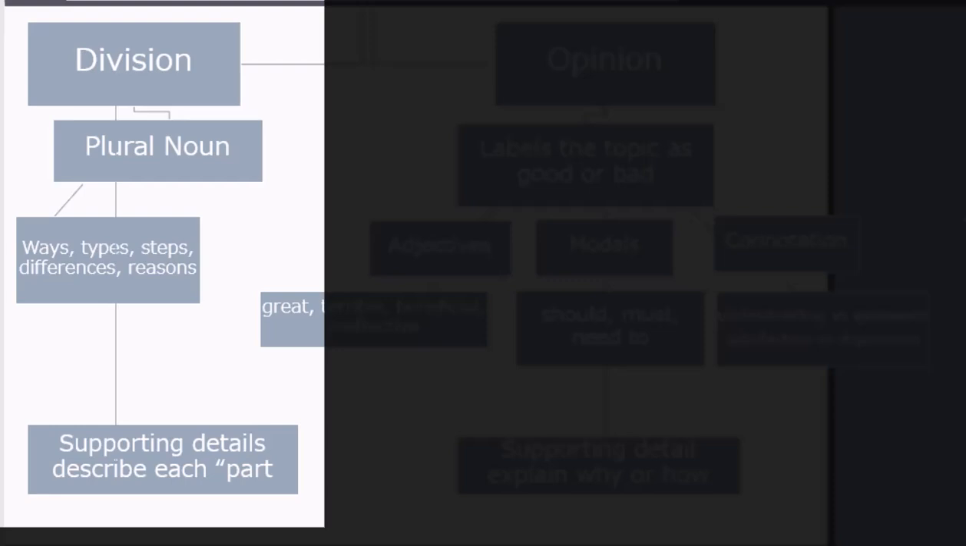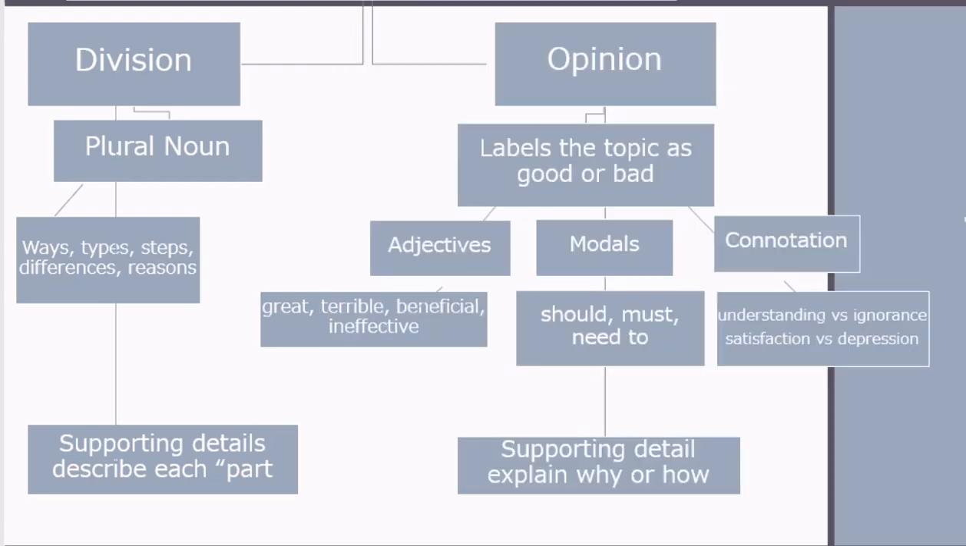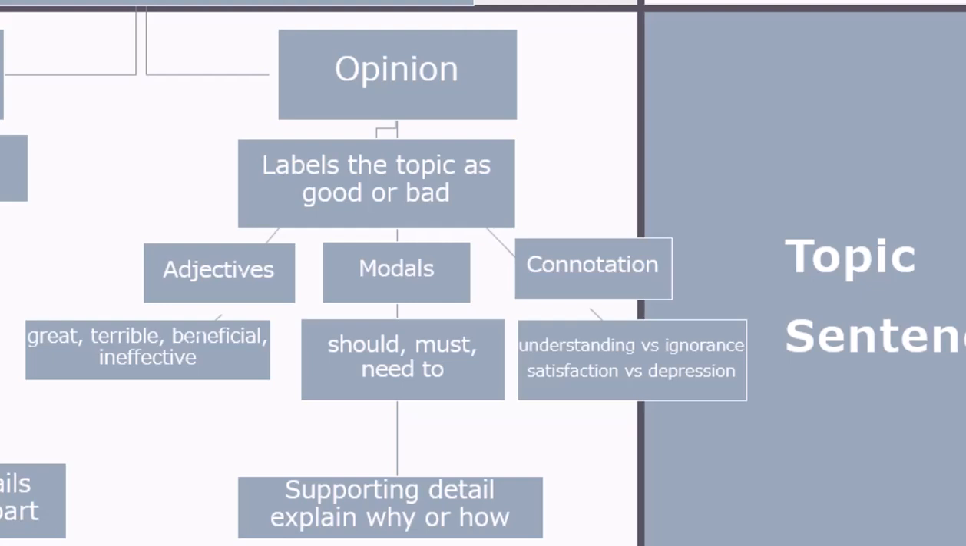So if you see a sentence and you see a plural noun like ways, and then you look through the details and they're saying words like first way, second way, third way, and so forth, that's an indication that you have the correct topic sentence. And then the other type of controlling idea is an opinion. In the most basic terms, the opinion labels the topic as being either good or bad.